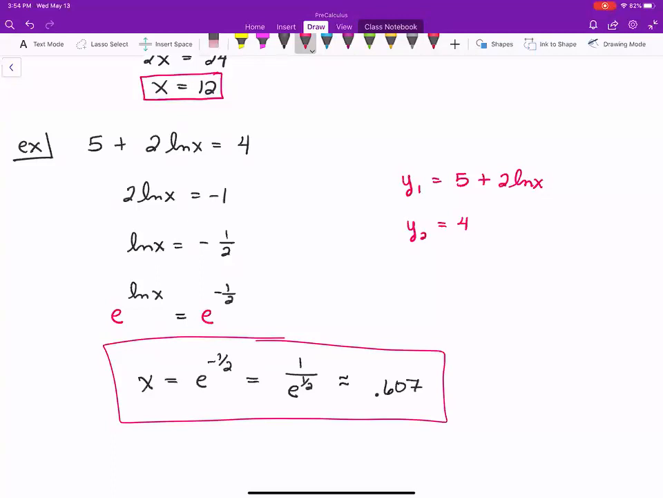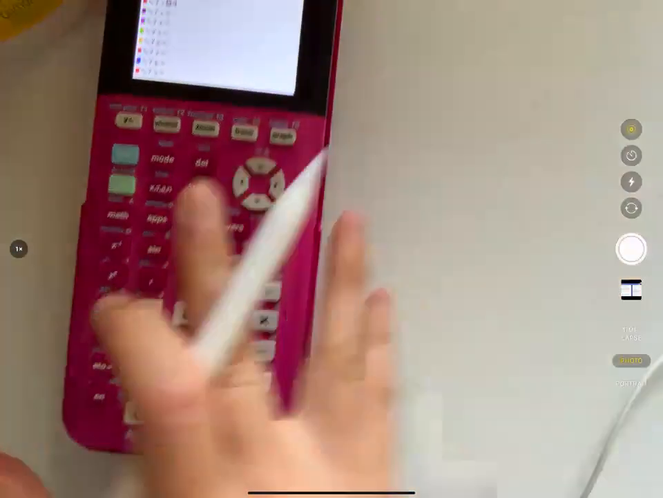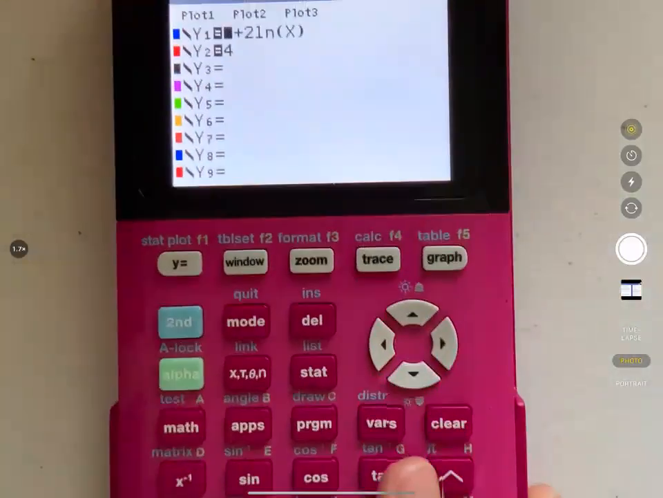I'm about to take the second approach where I type 5 plus 2 natural log of x into y1, and I'm going to type in 4 into y2, and then I'm going to graph these two and find the intersection point. That's where I'm heading. So into y1, type in 5 plus 2 ln of x, and then into y2, type in 4.